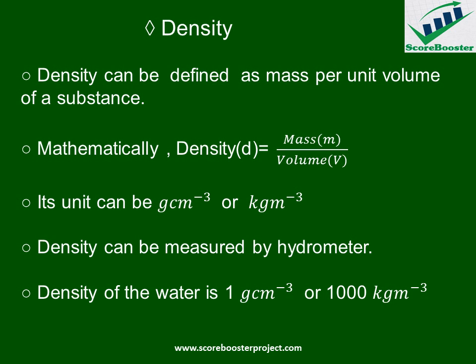Now, on density, by density we mean the mass per unit volume of a substance. Therefore, density can be defined as the mass per unit volume of a substance. Mathematically, density D will be equal to mass m over volume V. I repeat, density D will be equal to mass m over volume V.